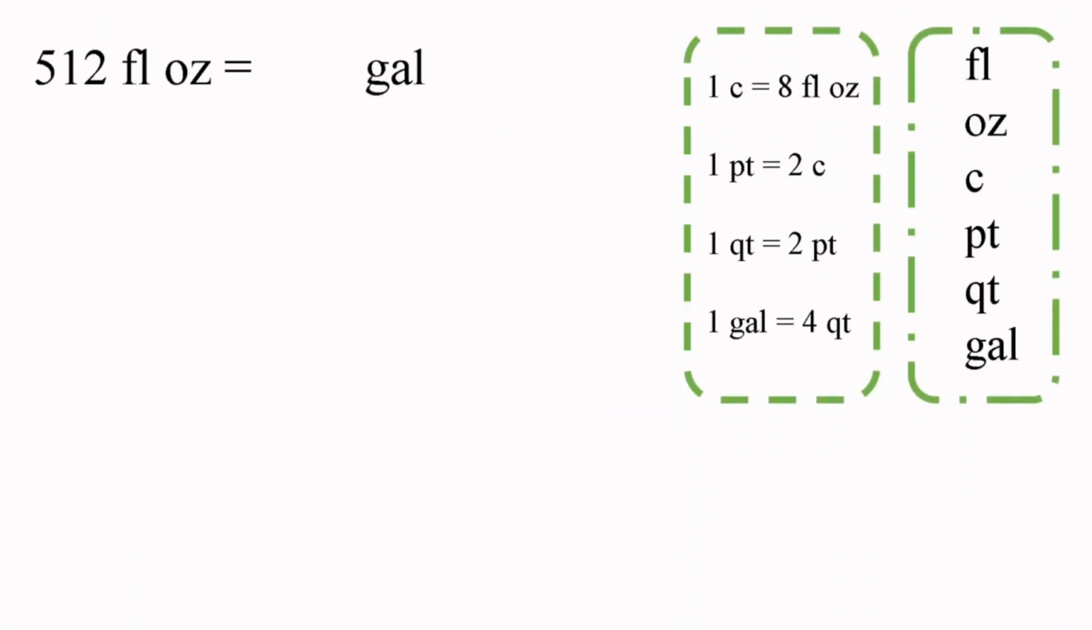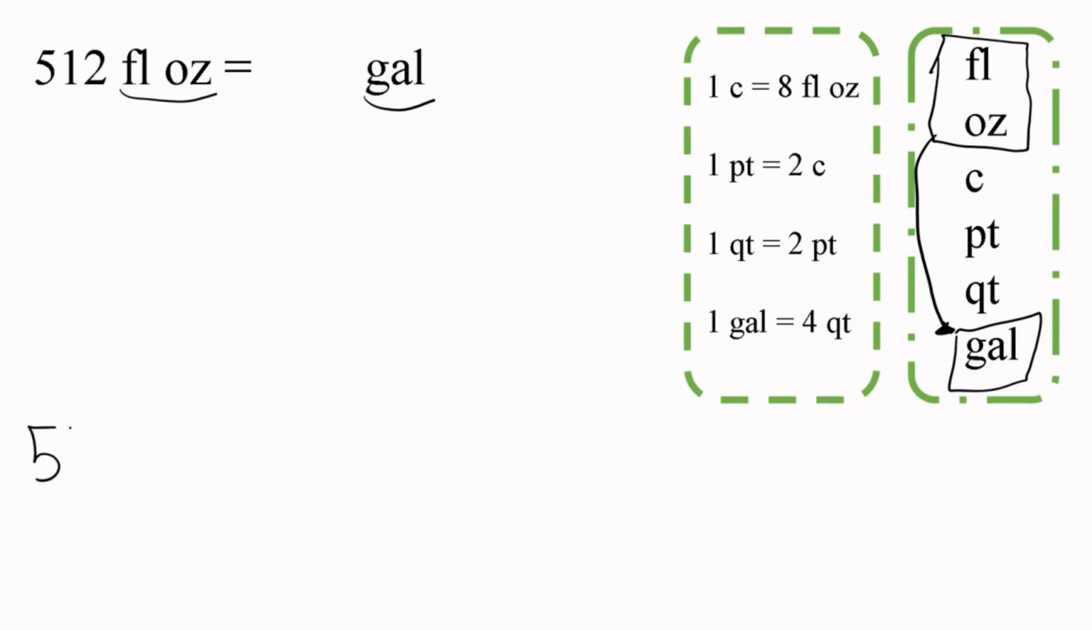Let's solve the next example with each other. We have 512 fluid ounces and we want to convert it to gallon. First, let's specify if we are making the unit smaller or larger. As you can see, we are moving from this one to the last one. So we are making the unit smaller and we are going to start from the given information. Without thinking, I am writing the fluid ounces.